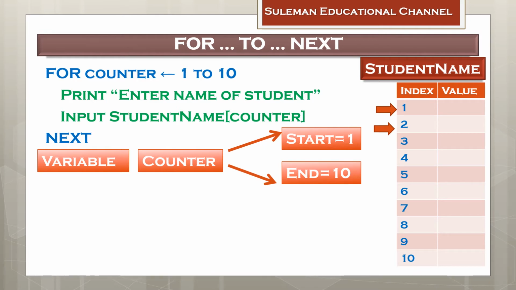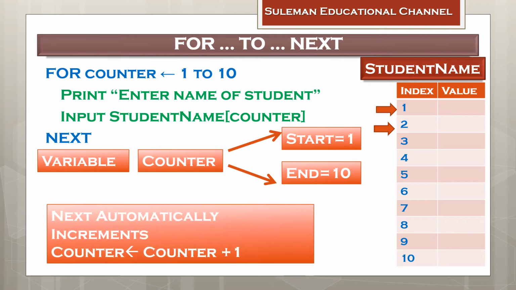And the last line is the next. In this line the value of counter is automatically incremented. It will also guide the program to move back to line 2 and repeat the process until the value of the counter is 10.